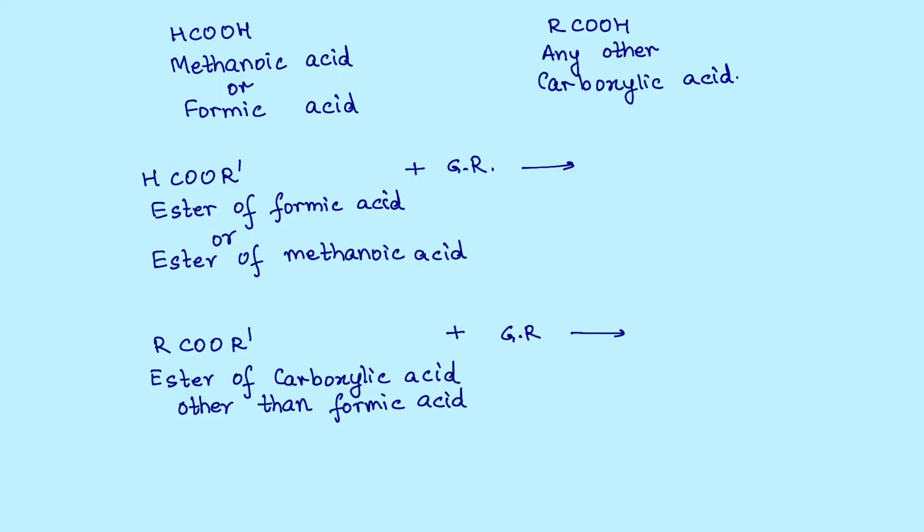So for clarification once again, HCOOH is methanoic acid or formic acid. I replace the acidic hydrogen by an alkyl group, so this becomes the ester of formic acid, also the ester of methanoic acid. You react it with the Grignard's reagent followed by hydrolysis, you get a secondary alcohol or a 2-degree alcohol, right?